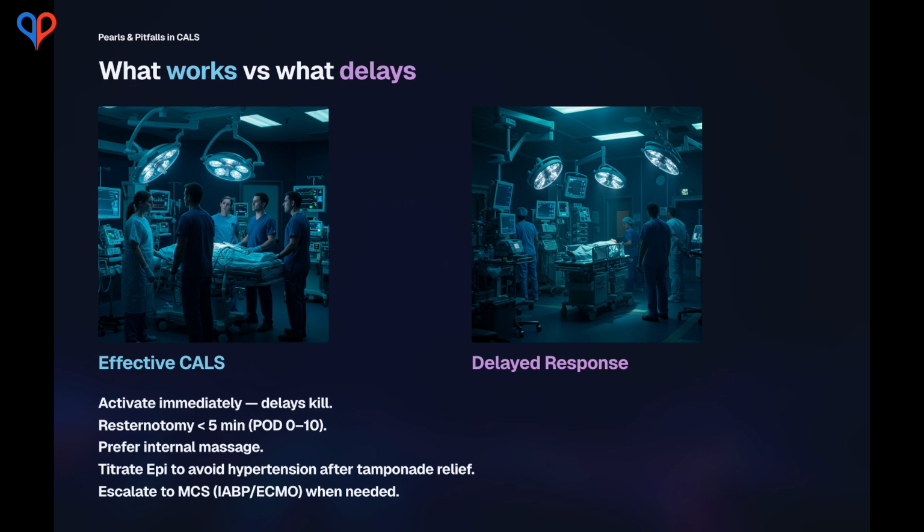Third pitfall, giving large epinephrine doses after relieving a reversible cause. This can spike blood pressure and injure grafts. Use titrated, low-dose epinephrine. Fourth pitfall, relying on external compressions through a fresh sternotomy closure. Internal massage is superior once the chest is open. Fifth pitfall, not calling perfusion and surgical backup early. Activate these teams immediately when the trajectory suggests refractory shock.